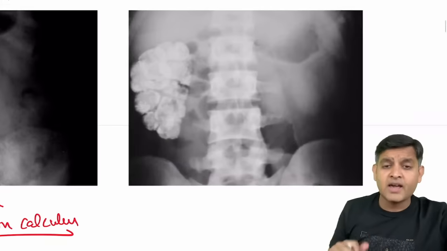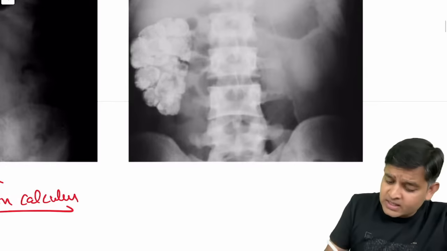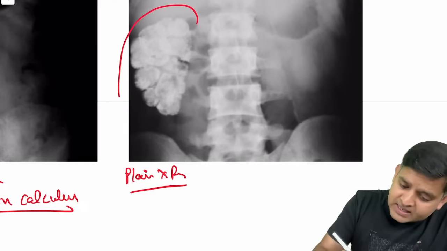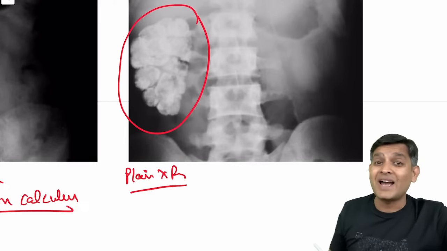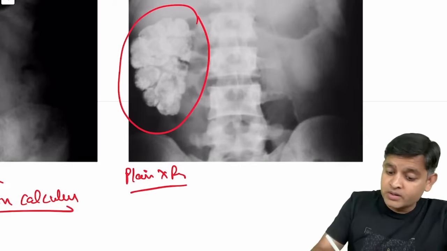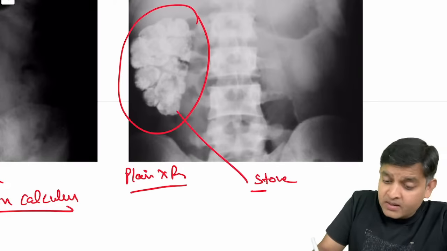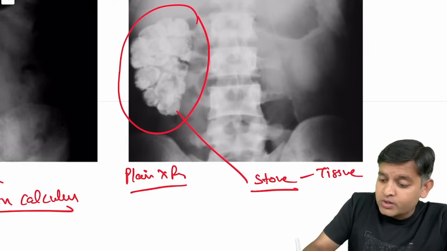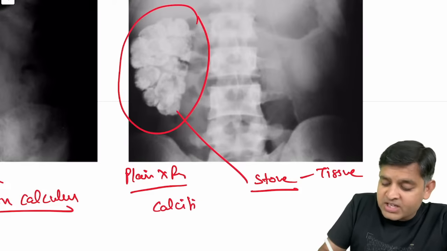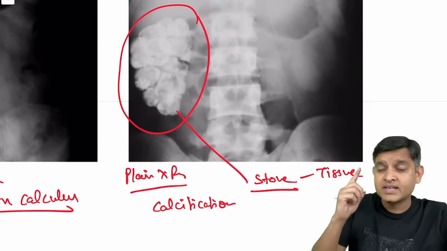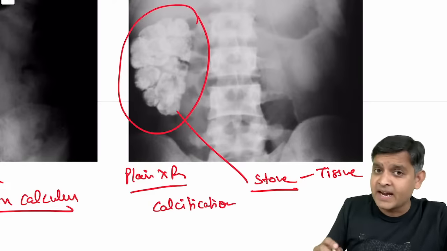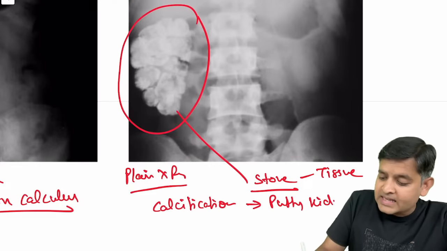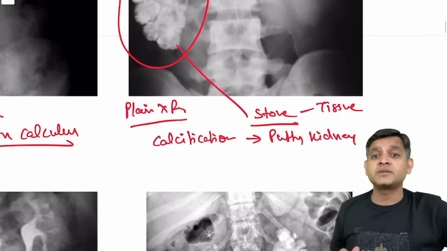On the other hand, if you get this image in the exam, this image is also a plain X-ray. And this is again white. Again, it is not a bone. Again, it's a stone, but it is not taking the shape of a lumen. It is in the tissue. So this is calcification. And the calcified kidney is called as putty kidney.